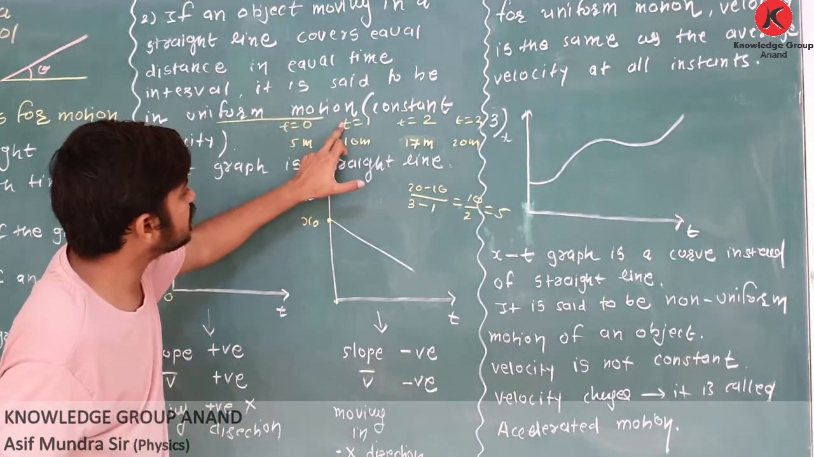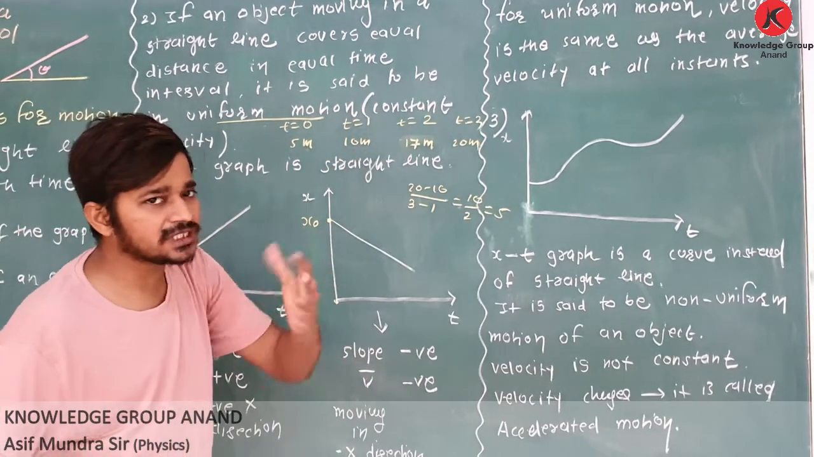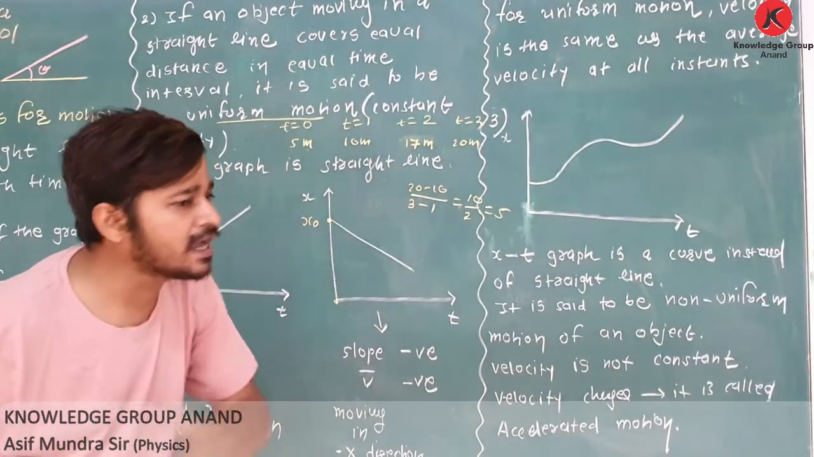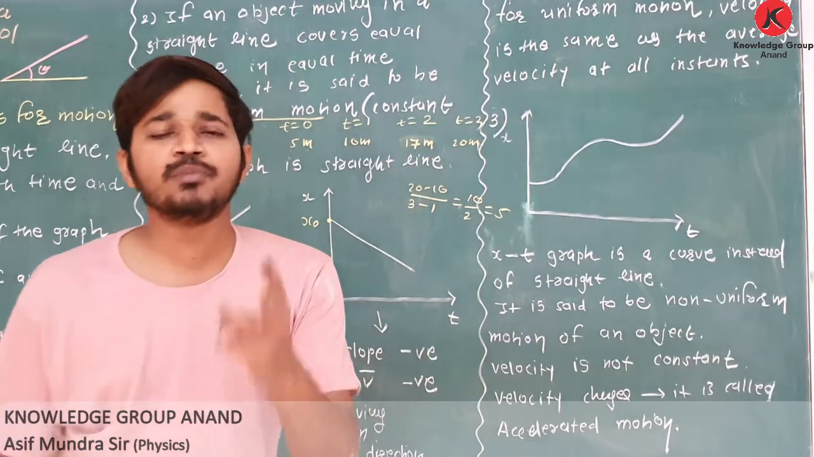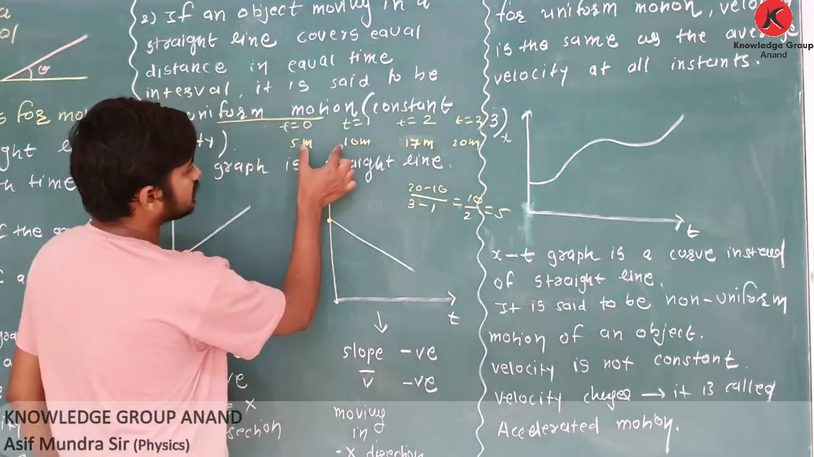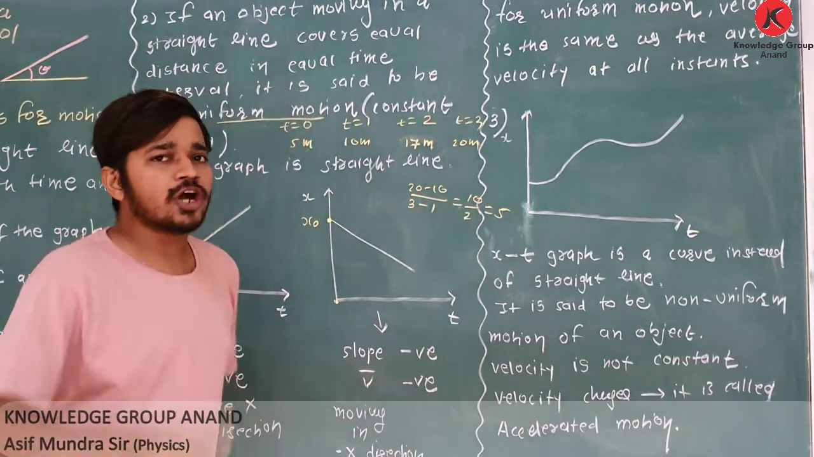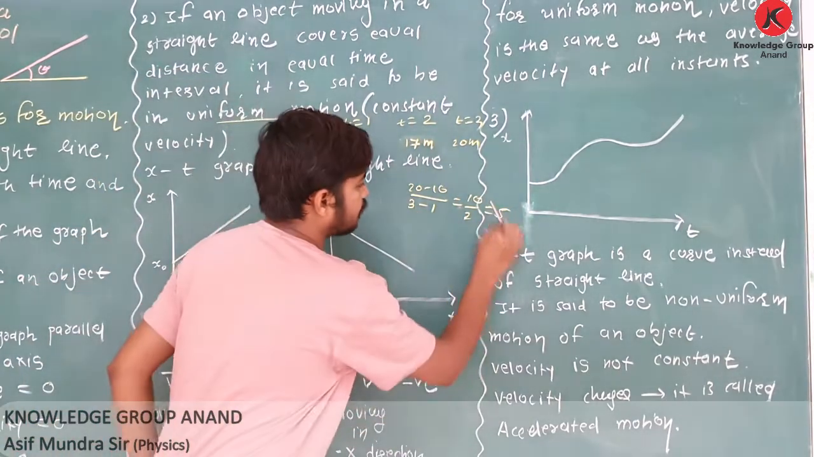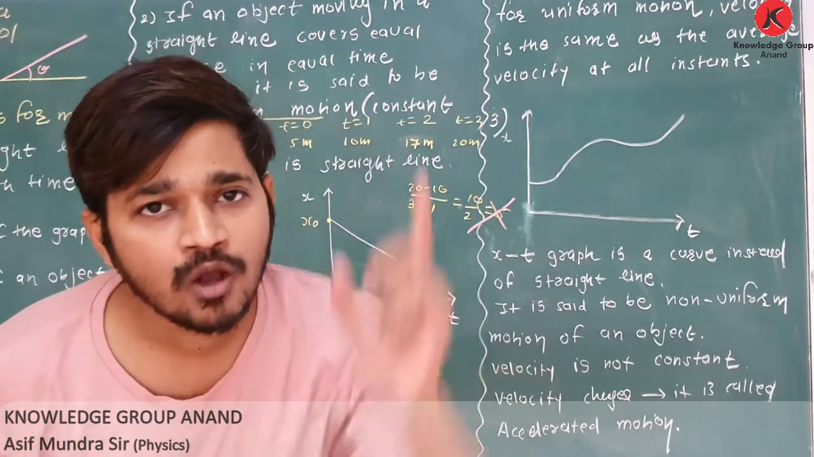During this first second, what is distance traveled? 5 meter. During this second, what is distance traveled? 7 meter. And during this third second, what is distance traveled? 3 meter. So if you find average velocity for this time period, for this time period, for this time period, your answer will be different, not 5.